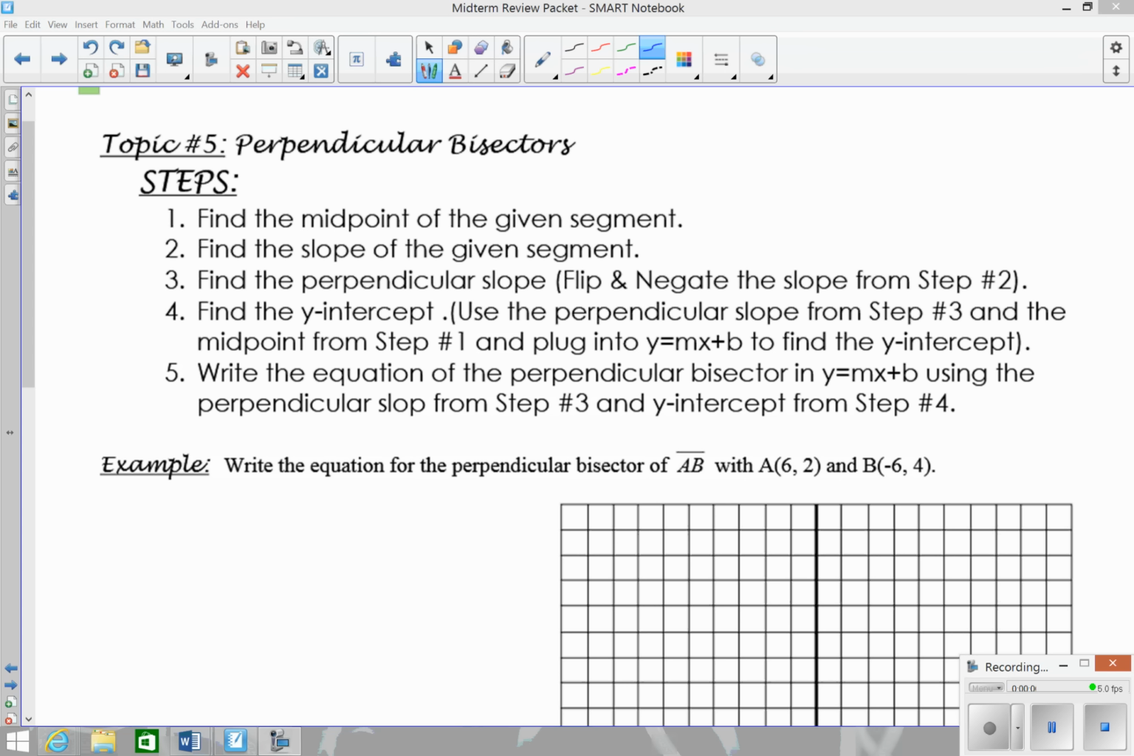Topic number 5 is dealing with how to find a perpendicular bisector in a coordinate plane. There's a series of 5 steps that you need to complete. They're all listed right here, so I'm just going to run through these different steps with you.